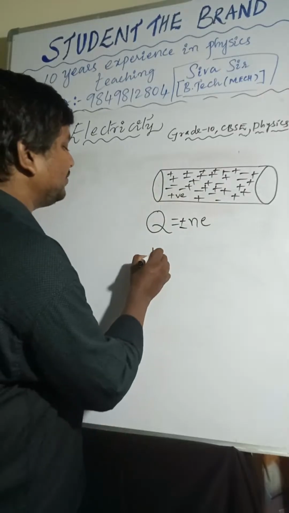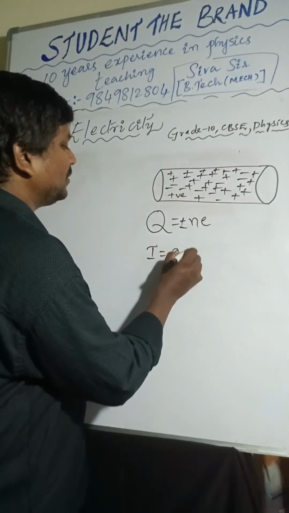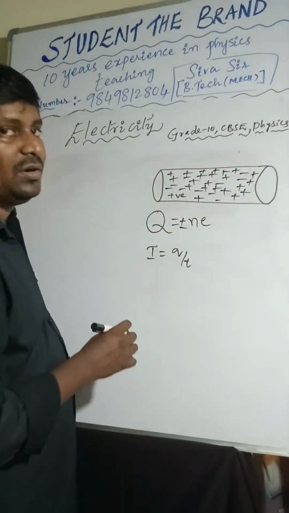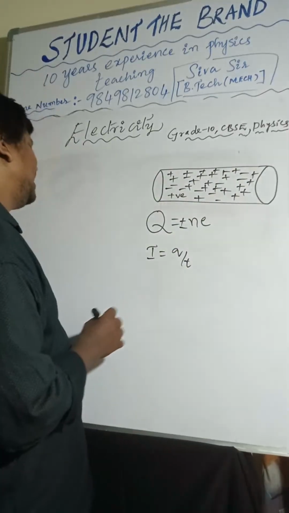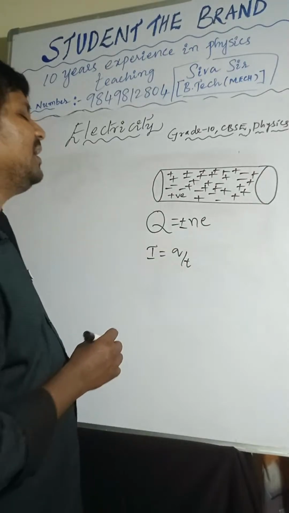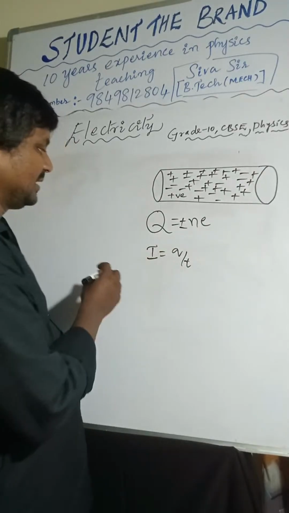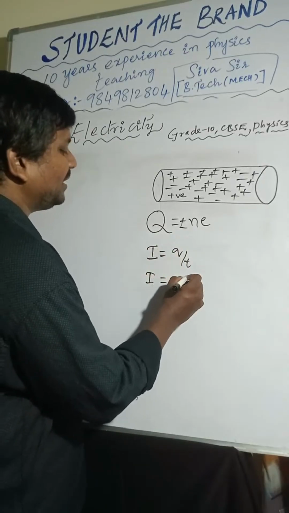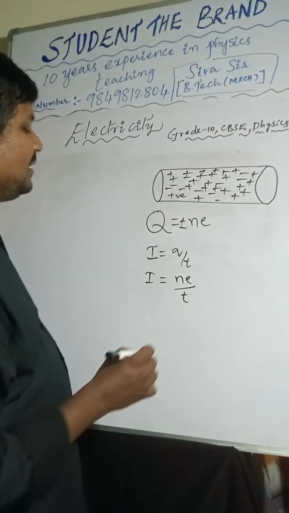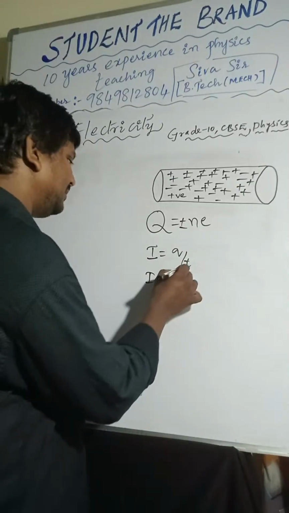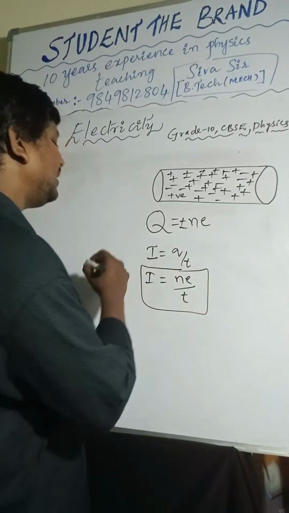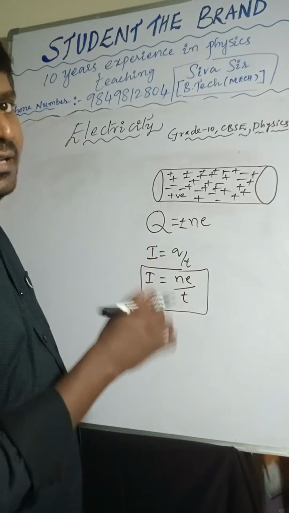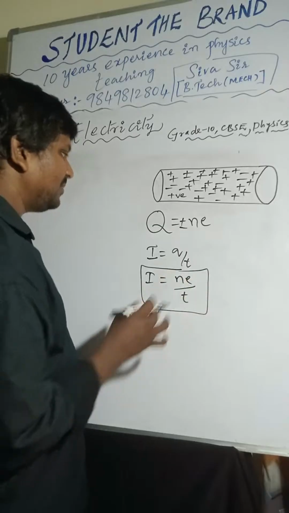So normally you take the formula I equal to Q by T. Here, with Q equal to Ne, we can see I equal to Ne by T. I equal to Ne by T.